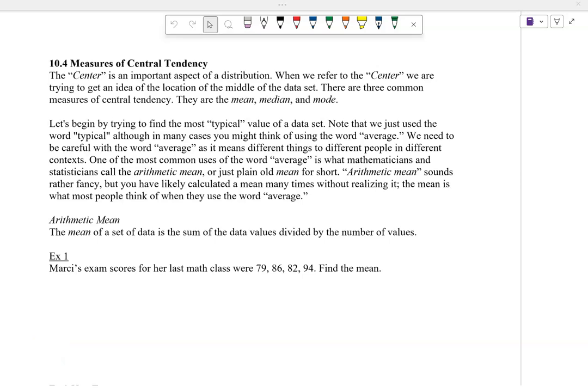We're going to talk about measures of central tendency. There are three common measures of central tendency. The mean, a lot of people call this the average, right? Our median, that's our middle, and our mode, most often, M-O, mode, most often value. Let's talk about mean first.